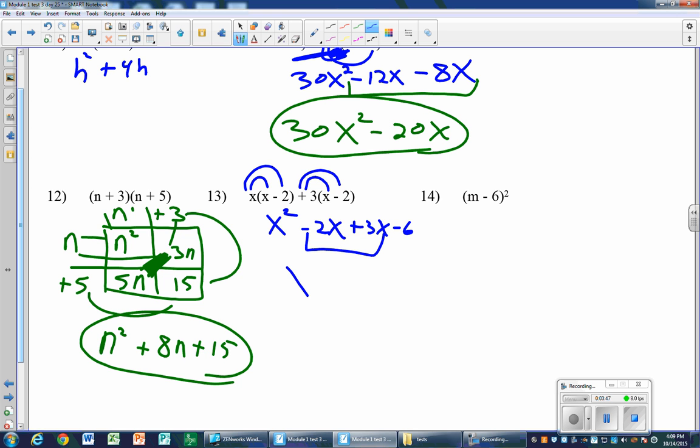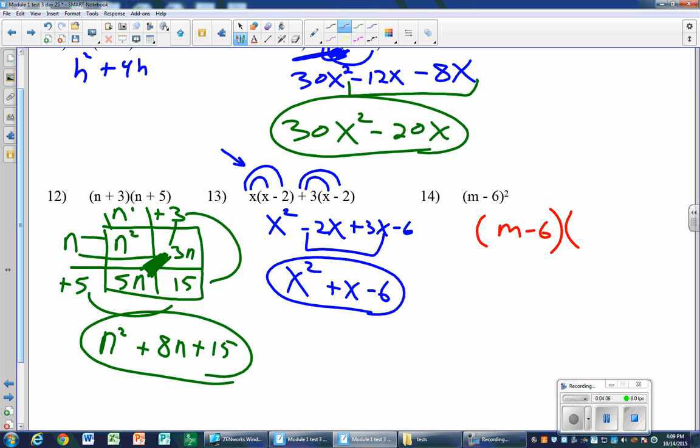Combine the like terms. X squared plus x minus 6. Come on. At least keep track of what you're doing. So someone told me today, oh, do I write down m minus 6 twice? Is that what that exponent means? Yes. Don't do these in your head.